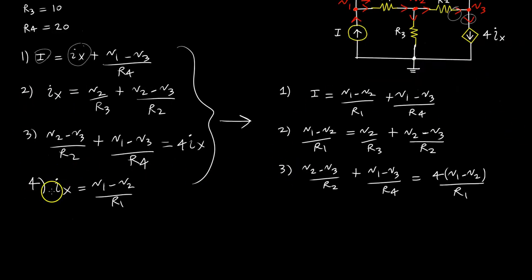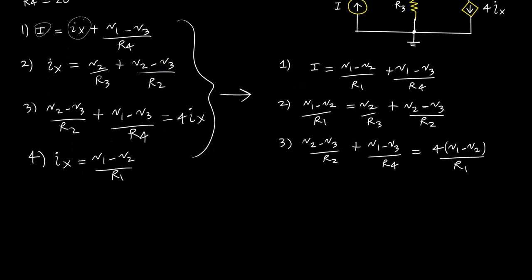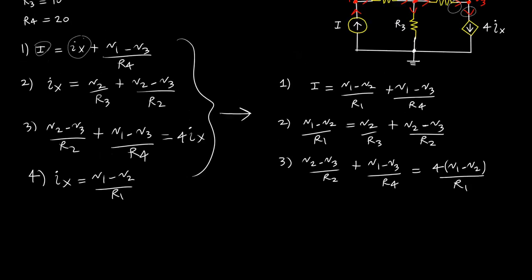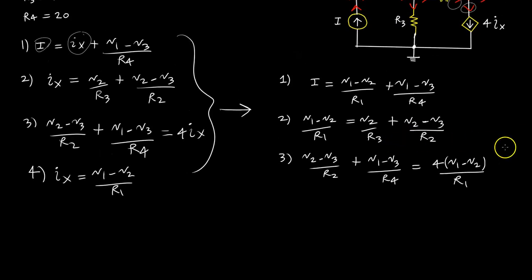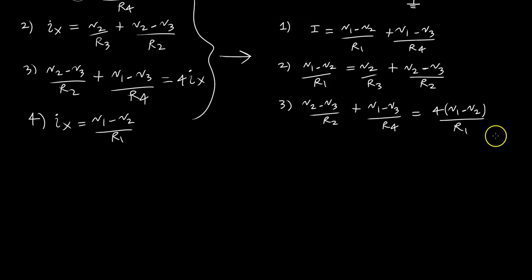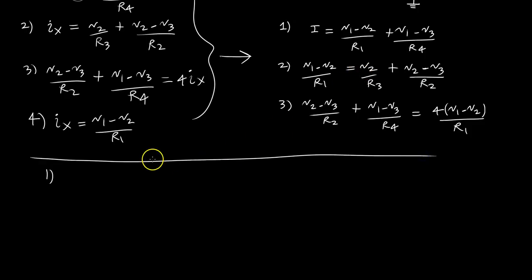Okay, so now that we've plugged in Ix into the previous 3 equations, we now have 3 equations that are only in terms of V1, V2, and V3, and some other known variables such as I and resistor values. And so now we can get everything into the matrix form, and to do that we're going to simplify everything in terms of the usual coefficient times variable plus another coefficient times the second variable, and so on and so forth. So we're going to need this kind of form.